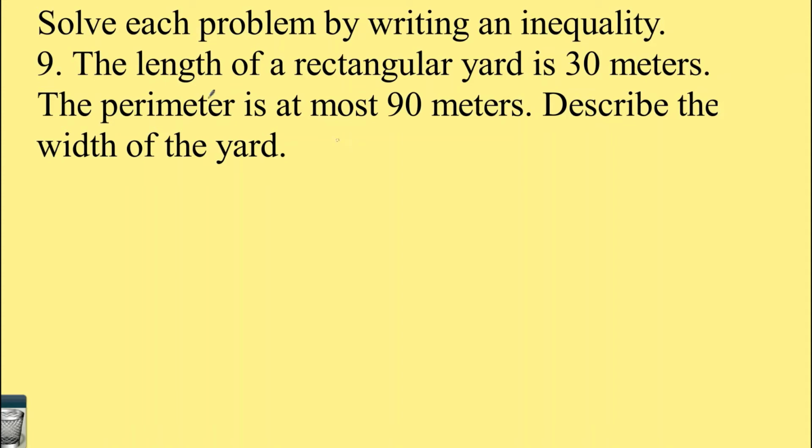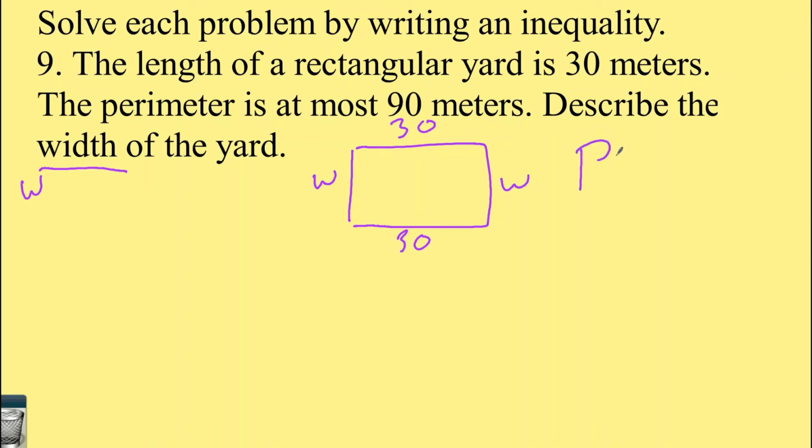So we're going to talk about a rectangular yard. So let's draw it. All right? Usually the last sentence tells us what we're looking for. We want the width of the yard, so I'm going to call that W, okay? So I'm going to label my width on both sides. Okay, so now let's go back to the beginning. The length of that yard is 30 meters. Okay, go ahead and add that to our figure. The perimeter is at most 90 meters. So P is at most 90. So it can't be any bigger than 90, so it's less than or equal to 90.